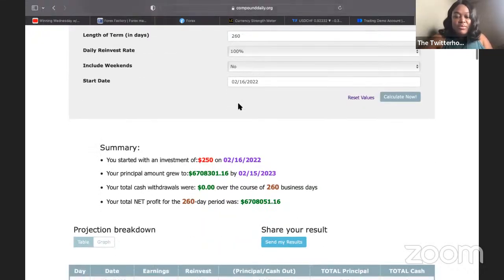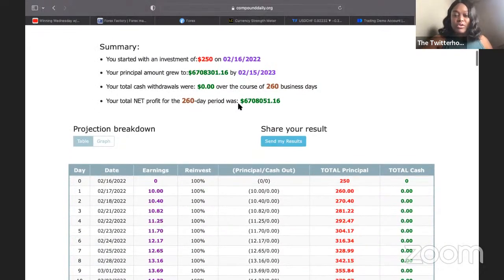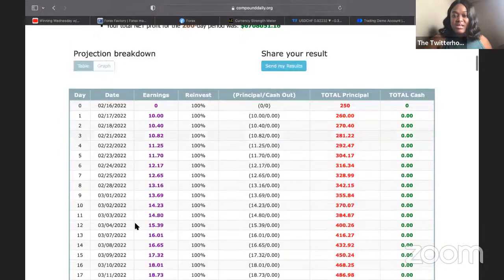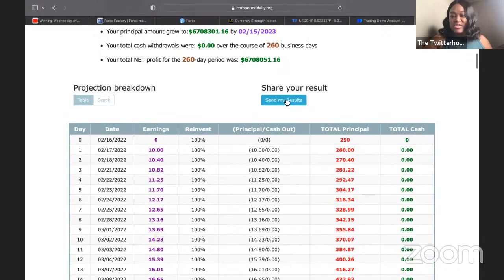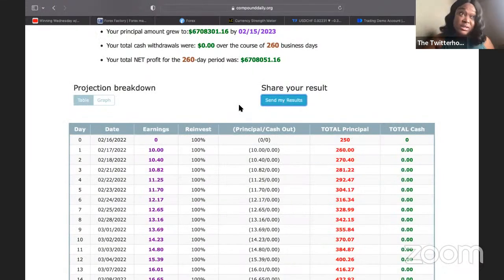And you can play around with the numbers, and once you figure out your goal, you have your target, you can send your results. When you do that, you enter your email address and you send it to yourself. And then you can print that, and you put it up in your trading space, and you check it off day by day, you know?